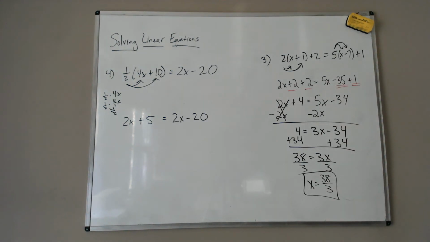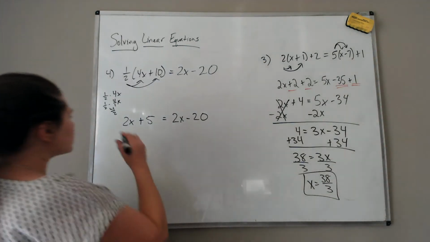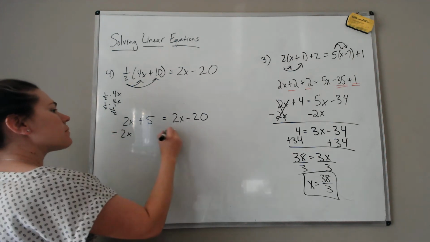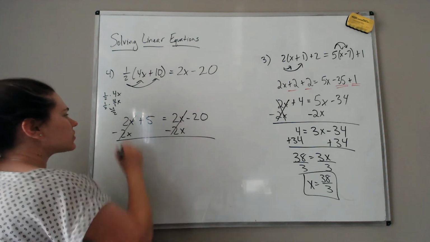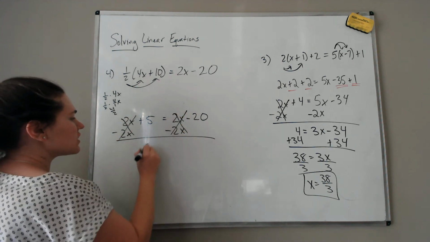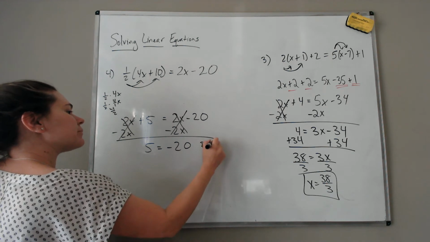2x plus 5 equals 2x minus 20, so you distribute, so you don't have any parentheses. And now, we don't want x's on both sides of the equation, so if I don't want them on the left-hand side, this is positive 2x, I would take away 2x, and look what's going to happen. When I take away 2x, it actually cancels out the x's on both sides.